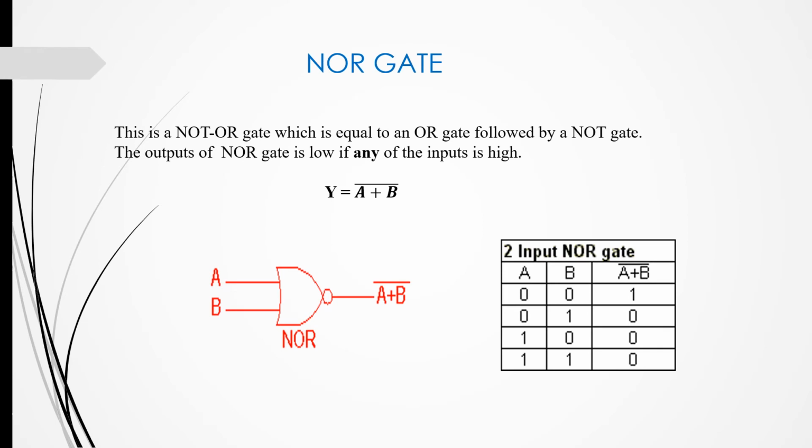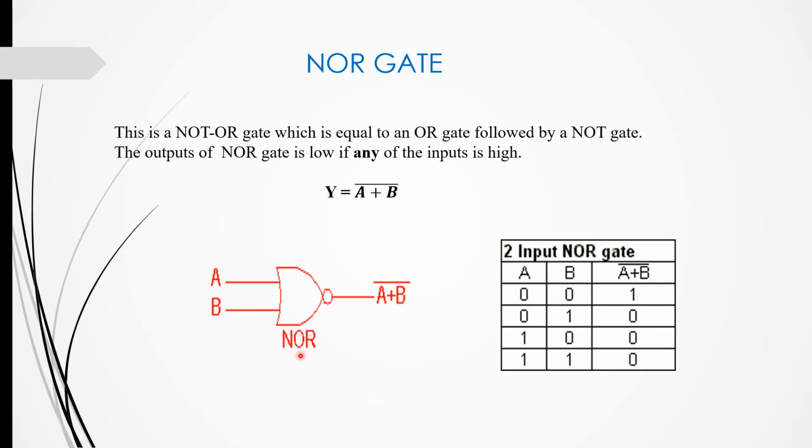NOR gate is NOT OR gate, which is equal to OR gate followed by NOT gate. The output of NOR gate is low if any one of the inputs is high. So this is the output equation of NOR gate. Here inputs are A and B. So output Y is equal to complement of A plus B, that is (A + B) bar.